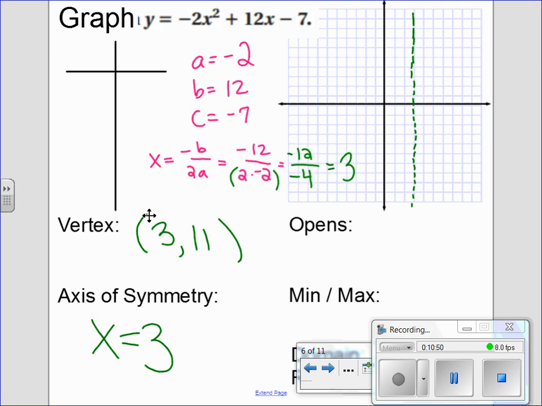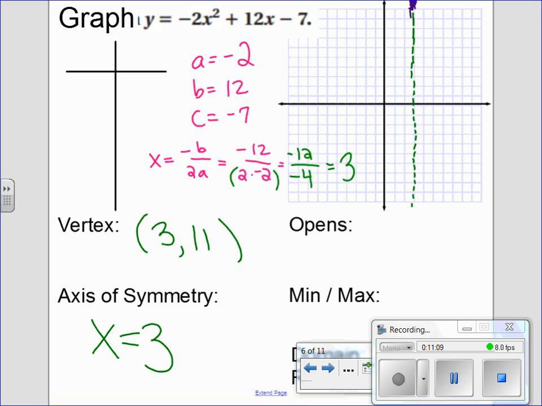3, 11. So now I can draw it. 3, 11. 1, 2, 3, 4, 5, 6, 7, 8, 9, 10, 11. It's right at the top of my screen. I doubt my smartboard's going to even let me. Right about there, okay? And you guys told me this was opening down, so that's good news because we'll open down that way.